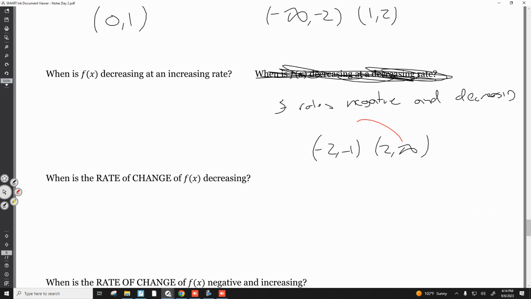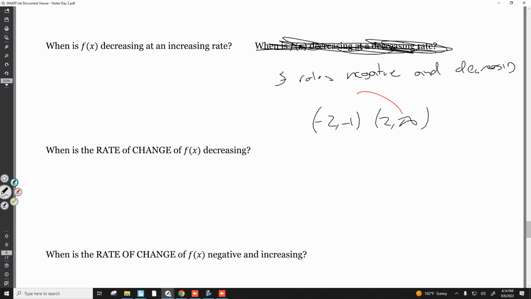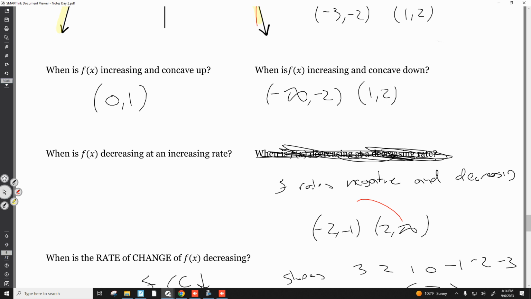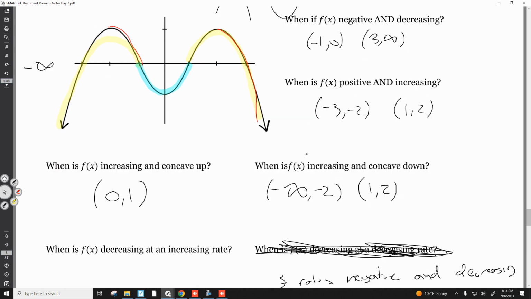What is the rate of change of F decreasing? When the slopes are decreasing, F is concave down. Think about slopes. If they are decreasing, 3, 2, 1, 0, -1, -2, -3, concave down. So when are we concave down? We are concave down from negative infinity to -1 and from 1 to infinity.